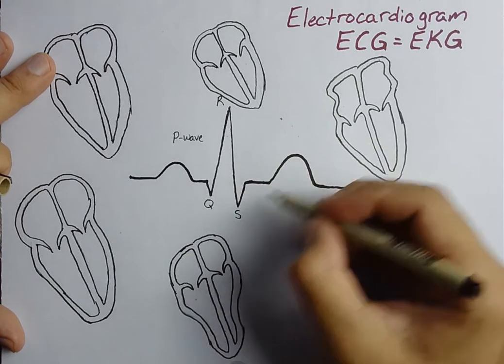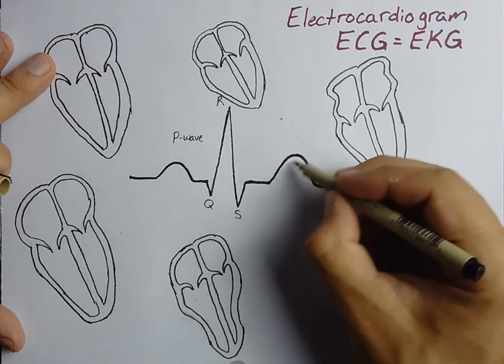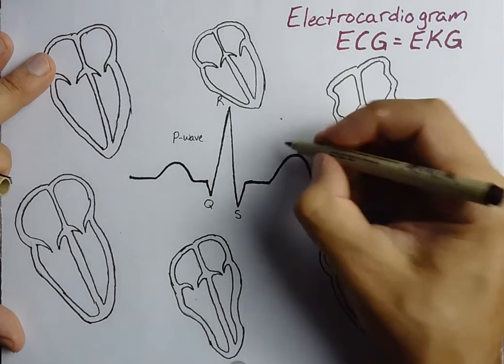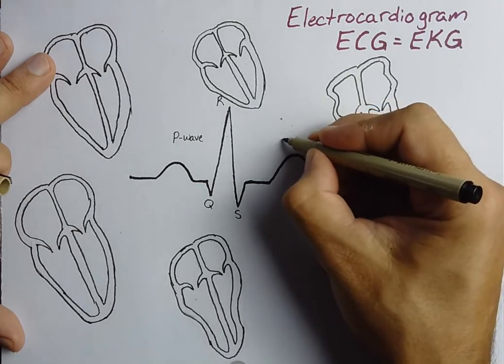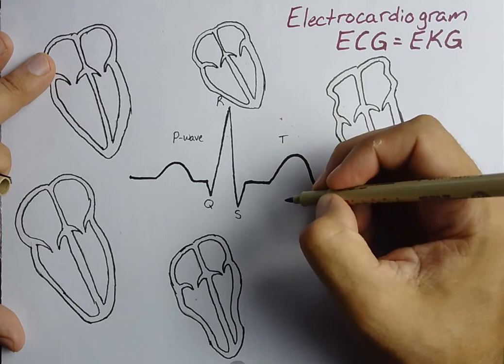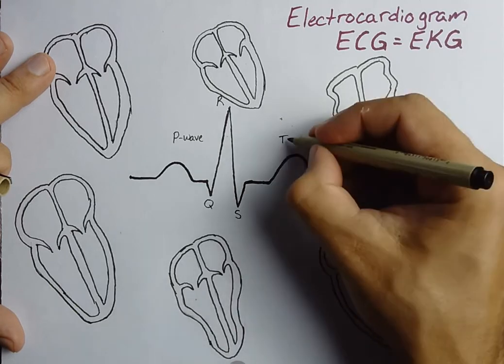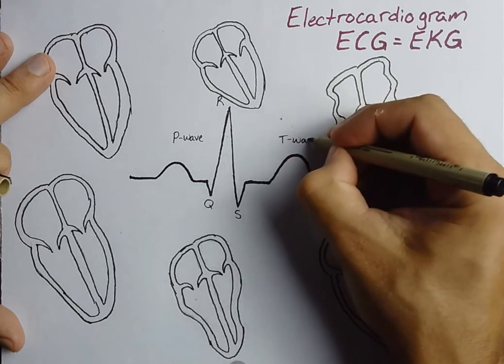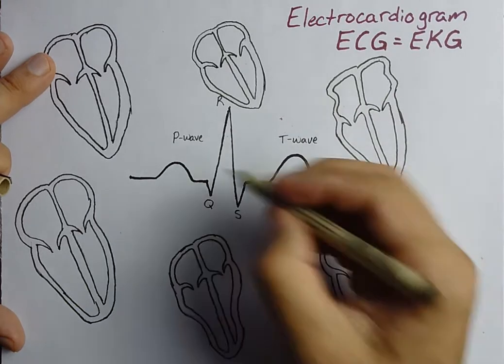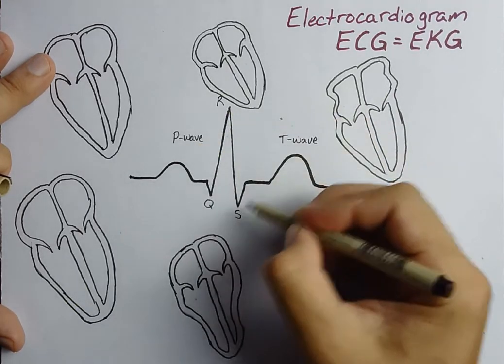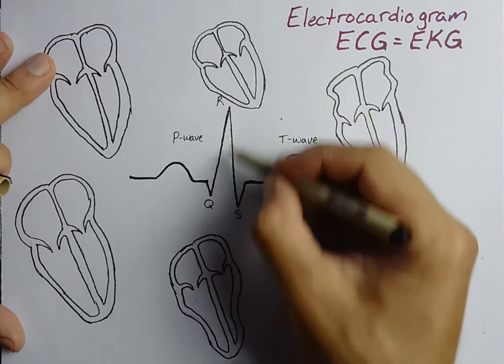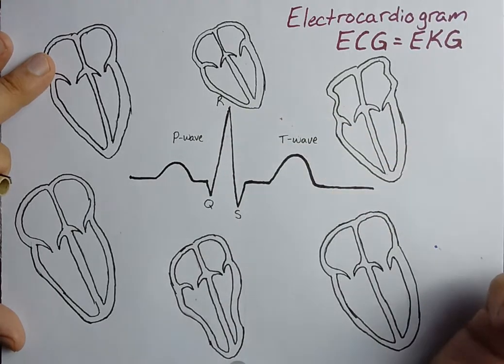The QRS complex leads to the next major anatomical feature, which is this place over here, and this is going to be the T. And since it's another big wave, it's called a T wave. P, Q, R, S, T. The P wave, the QRS complex, and the T wave.